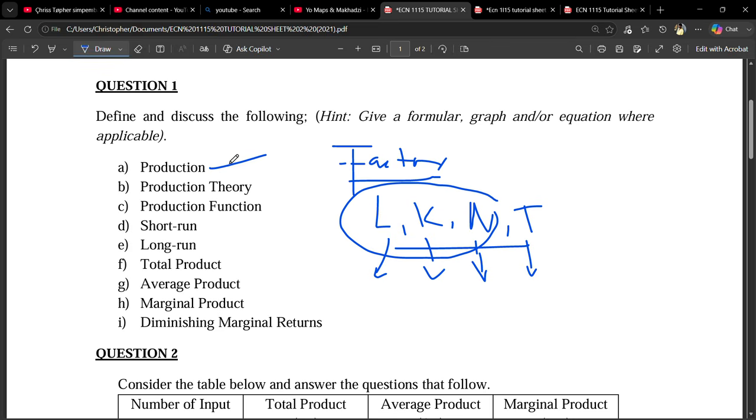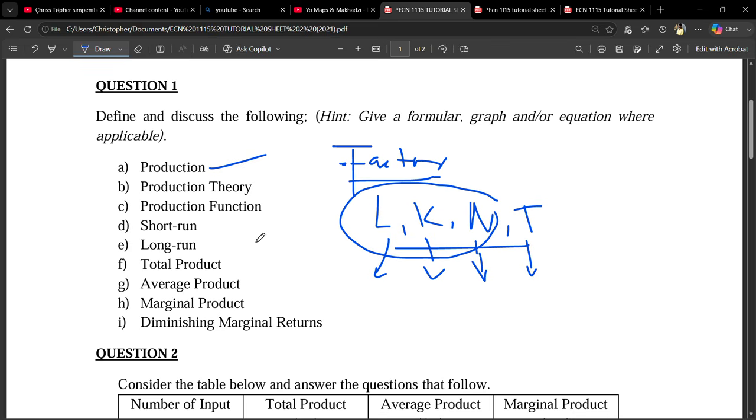Without wasting time or making the video long, I'll try by all means to just simplify these definitions so that everyone at least has an idea of what they're supposed to do. Okay, so production is simply a process of combining these factors of production to produce what? Outputs, or inputs to produce outputs. So that is production. B, production theory.